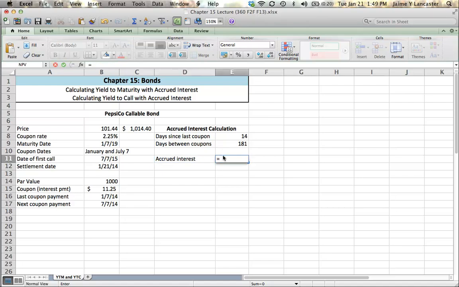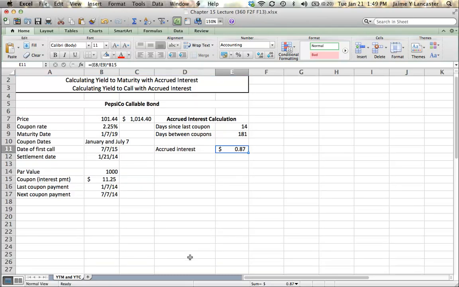So our accrued interest is going to be equal to this percentage. To get a percentage, we would divide 14 by 181, and we would multiply it by the coupon payment. And that tells us that we owe the seller of this bond 87 cents.